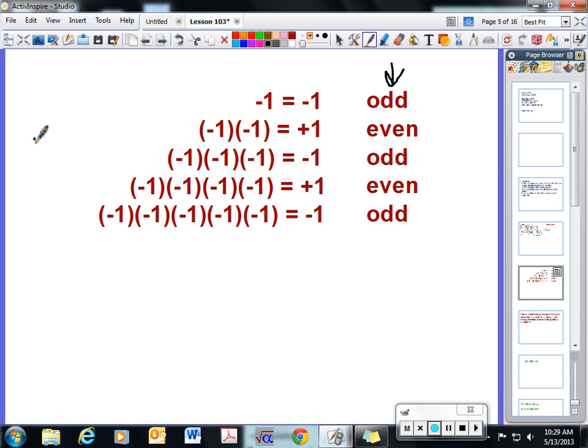You notice that if there are an odd number of negative factors, your answer is going to be negative. Every time you have an odd number, here there was 1, here there were 3, and here there were 5, those would be negative answers. If you have an even number of negative numbers, then your answer is going to be positive.